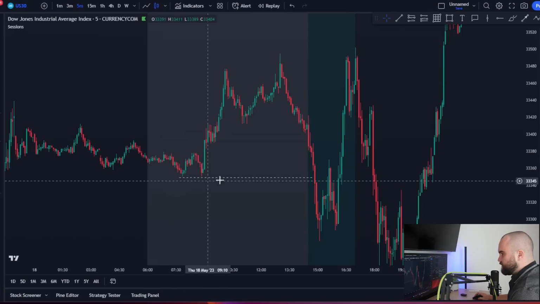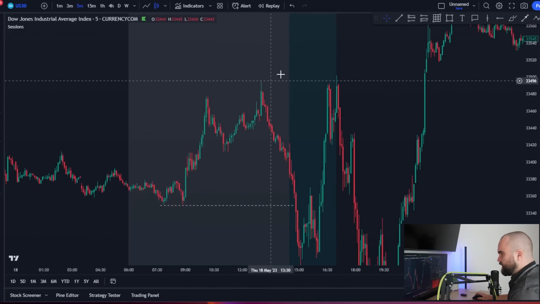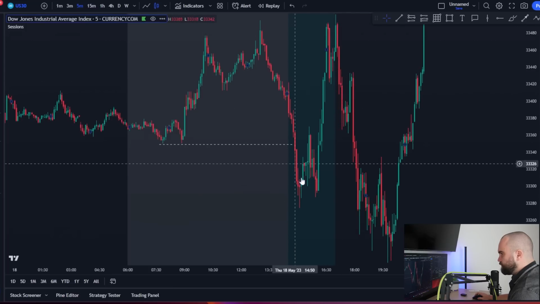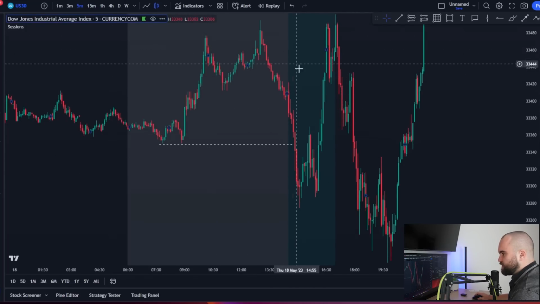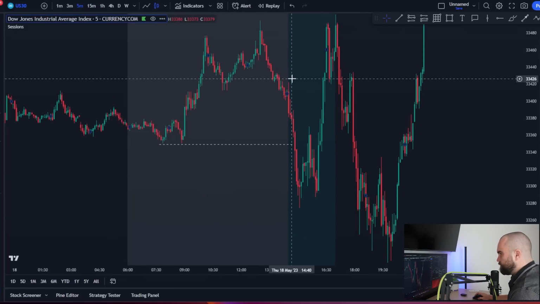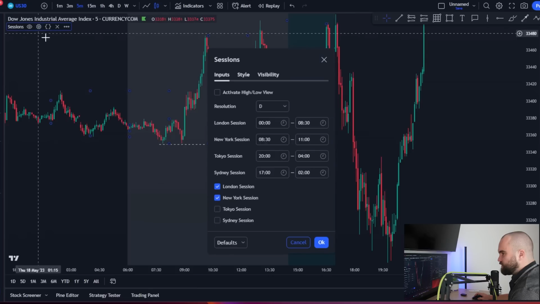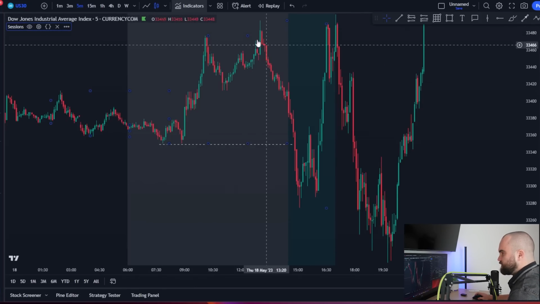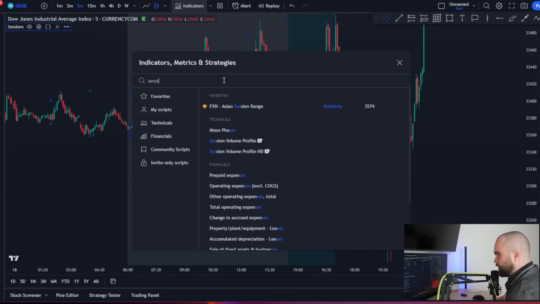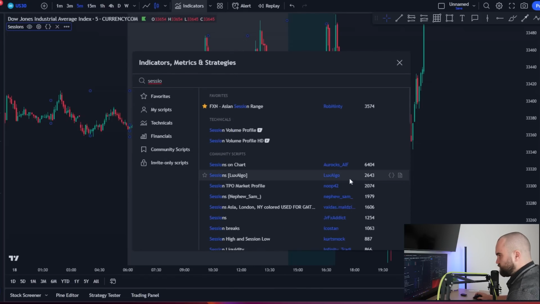So essentially, we're looking for the sweep of the low created in London and Asian session, which happens in the blue section here in New York session, which again, guys, in the sessions indicator, just take a screenshot of this, or pause the video here and set up your indicator exactly like this. The sessions indicator, which you can find under indicators, under sessions. It's this one here by Oro Rocks, okay?